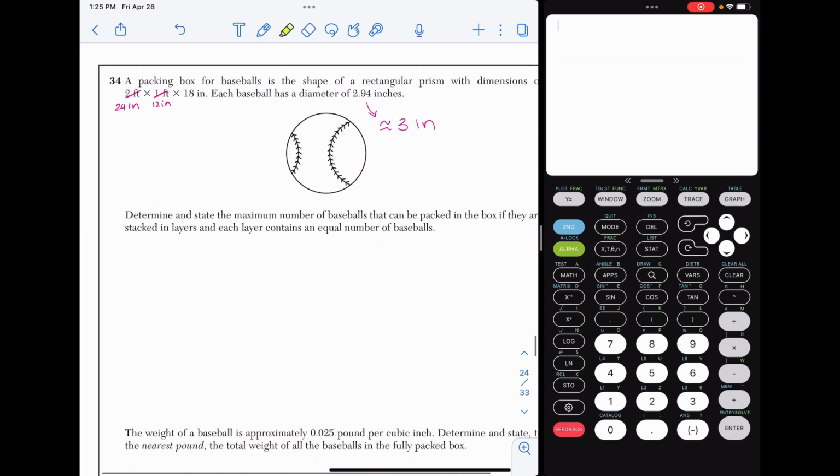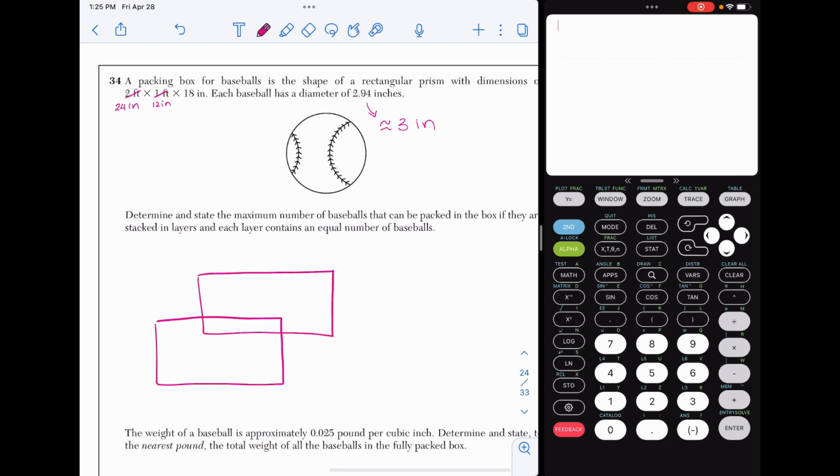Determine and state the maximum number of baseballs that can be packed in the box if they're stacked in layers, and each layer contains an equal number of baseballs. So the box is in the shape of a rectangular prism. If you want, you could draw this out to try and visualize it.